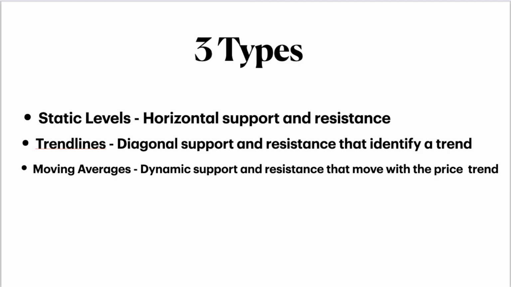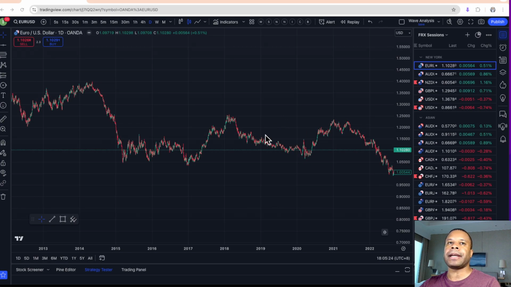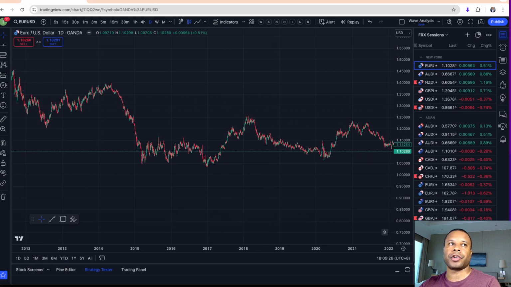But let's talk about the first, static levels. Static levels are horizontal support and resistance, simply. Meaning, all those lines I showed you, where the floors and the ceilings were created, those would be static levels, meaning that they don't necessarily move once you set them, right? You set them and then you use them as areas where you see the market test. Okay. Now, each time frame will have its own static levels of support and resistance.